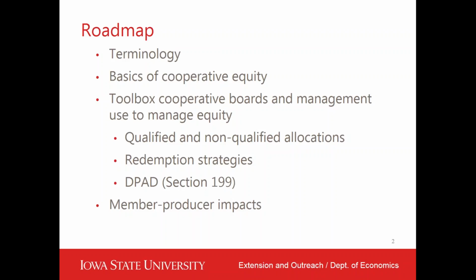Today we're going to hit on just some terminology, basics of cooperative equity. I'm going to talk about some of the tools that managers and boards and their auditors use in managing cooperative equity. In particular, we'll hit on qualified and non-qualified allocation, some of the redemption strategies that, if you're a producer member, you might hear your cooperative board talking about, or if you're a tax professional, you might get questions about. And then, of course, we'll also hit on DPAD, that domestic production activities deduction. I'll share with you what I know, and more importantly, what I think some of the impacts are, or things to look out for, impacts of DPAD. And in particular, I'm interested in helping understand what some of the member producer impacts are here as well.